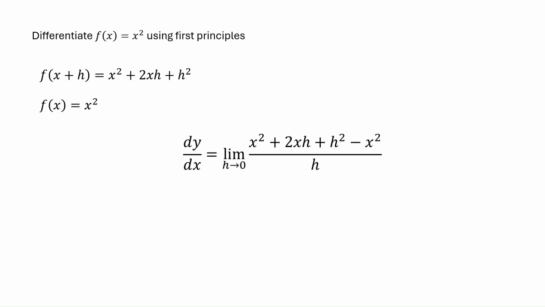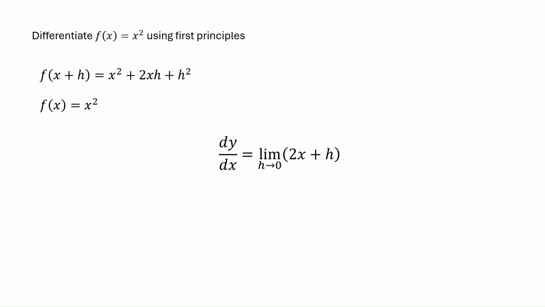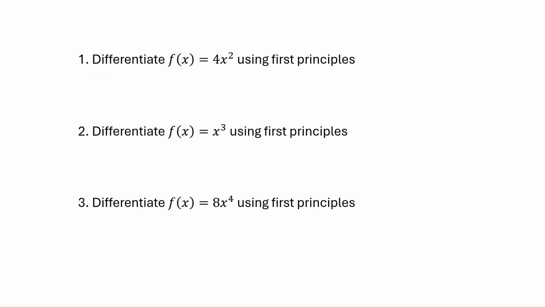We can now simplify our expression. We can start by cancelling out the x squareds, then divide by a factor of h from top and bottom, and then finally deal with this limit of h to 0. The h within our expression will of course tend to 0. However, the 2x is independent of h, so this will stay as it is. Therefore, the derivative of x squared is 2x.